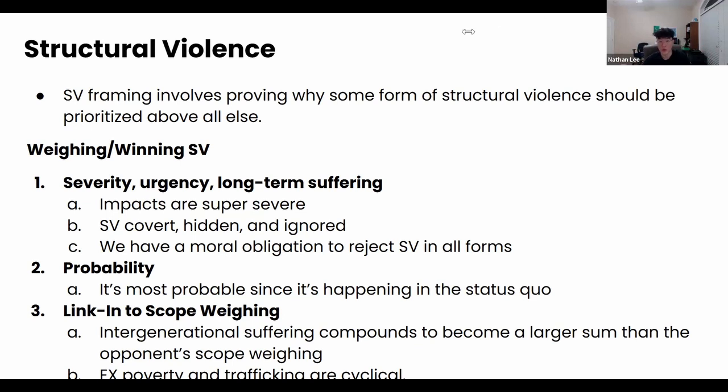So in a sense, frameworks are like lenses that you use to frame the round for the judge and the interactive debate, using weighing as a mechanism. I hope that answers your question. Okay.